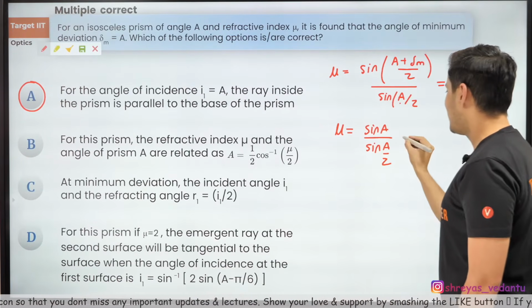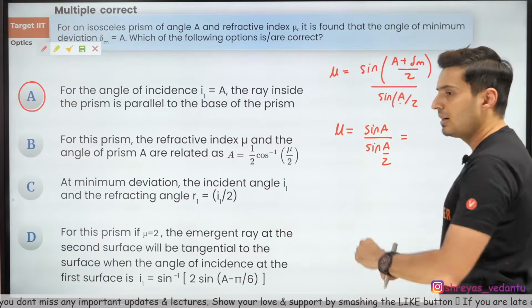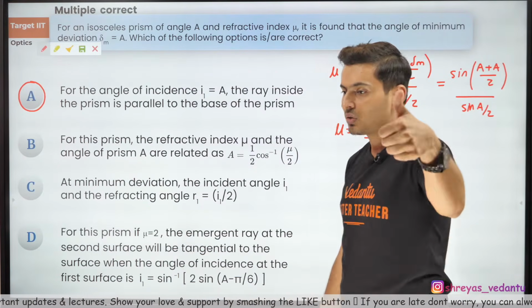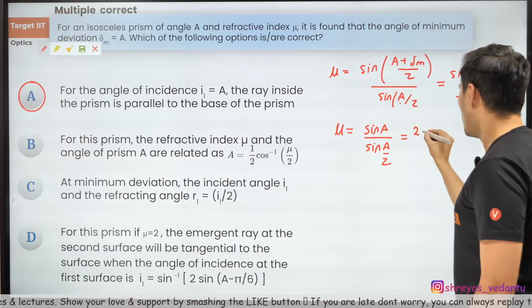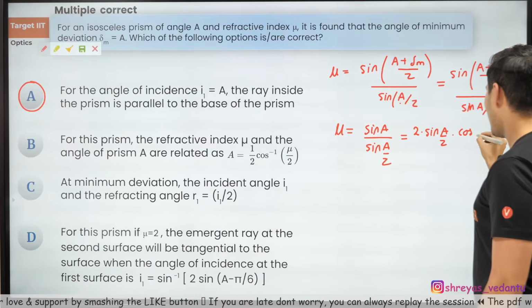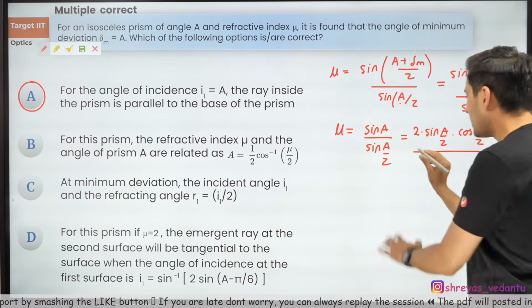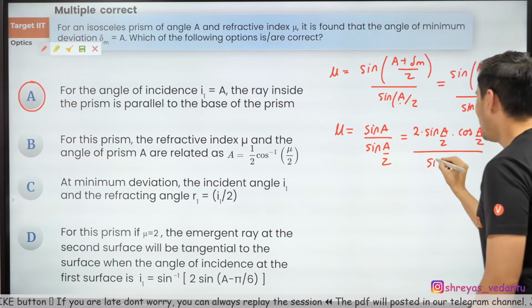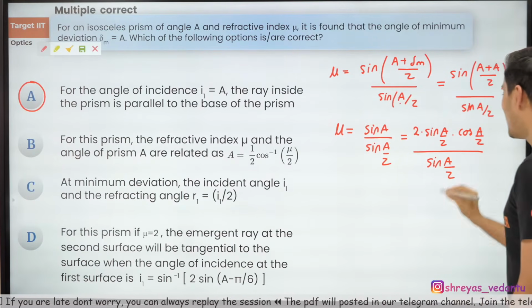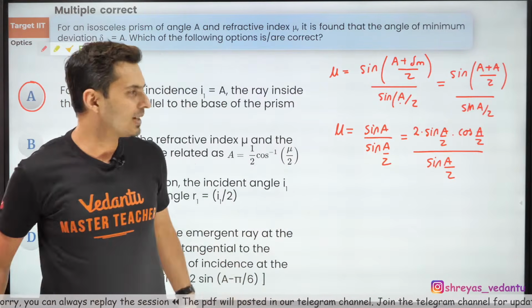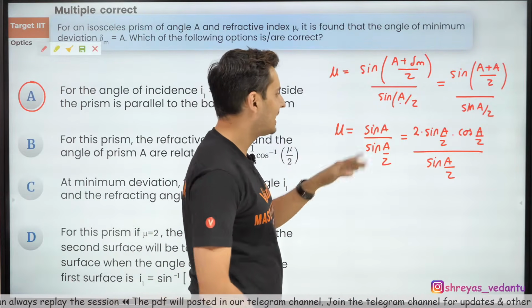Can I do something with this? Yes. Sine A can be written down using the double angle formula for sine theta. So you can just write it as 2 times sine of A by 2 into cos of A by 2. Just check this out, guys. Isn't it interesting? You can just split it up like this, because the denominator has sine of A by 2 and this will get cancelled. That's the best part. Yes, sine of A by 2 and sine of A by 2 will get cancelled.